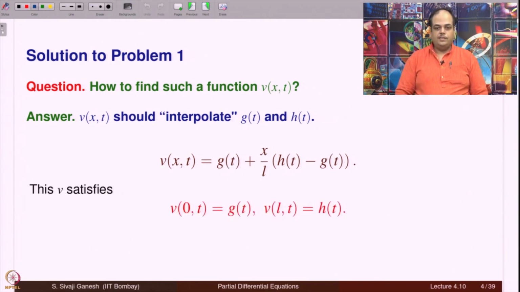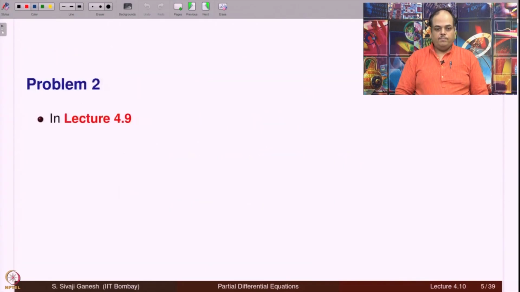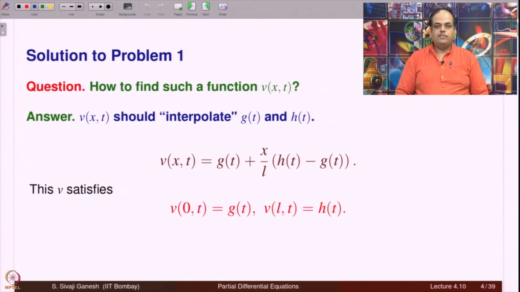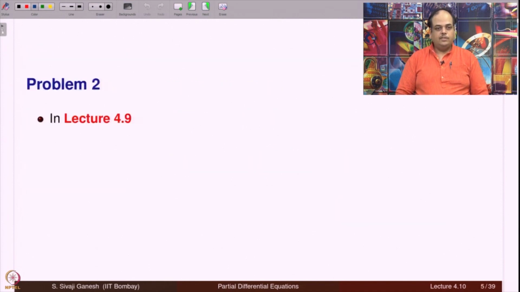So, this v satisfies what is required, and thus we have converted our initial boundary value problem to another initial boundary value problem with a source term, and the initial displacement and velocity have changed because of this v, and the boundary conditions became 0 boundary conditions, that is the advantage.